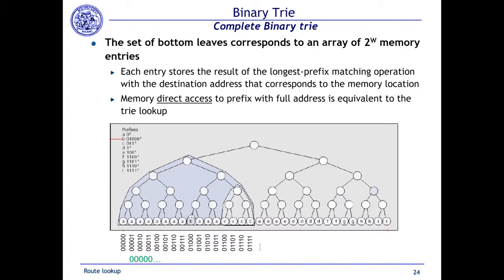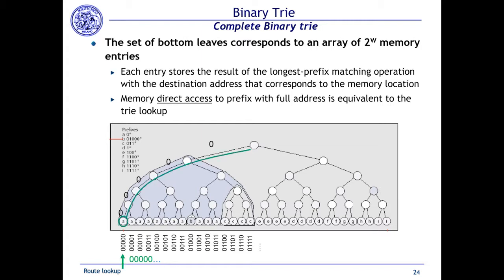So when we want to, for example, perform a lookup operation for this incoming packet that starts with 0, 0, 0, 0, and goes on, this corresponds to the path in the complete binary trie that you see above. But this path will always end at one of the bottom leaves where you find the information. It means that it will always end at one of the cells of this array. And you know in advance also the address of that cell. In this case, the address is 0, 0, 0.